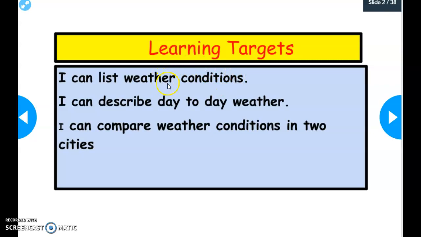Conditions. Good. We'll be talking about when it's sunny, cloudy, snowy, rainy. I can describe day-to-day weather.